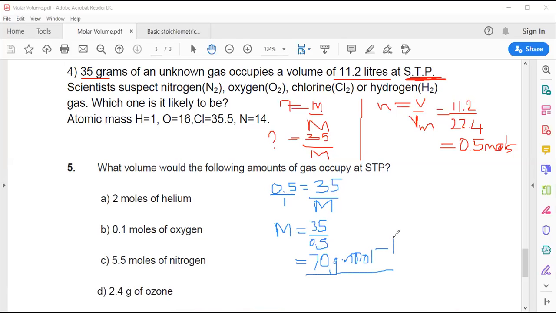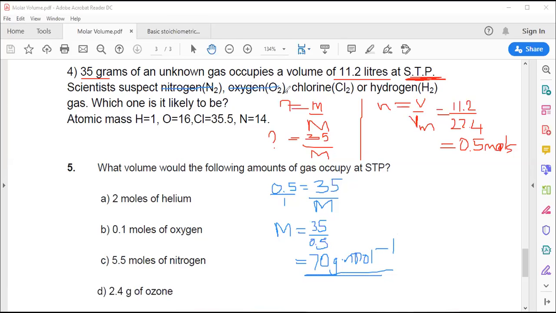Now I'm going to take this 70 and check from the substances that are given, which substance has a molar mass of 70. I start. Nitrogen, I know it's 14, and it's N2, so I multiply by 2 because it's a gas. 14 times 2 gives me 28. Do I have 28 here? No. So nitrogen is out. I go to the next one. Oxygen, the molar mass on the periodic table is 16, but this is a gas. 16 times 2 gives me 32. Do I have 32 here?